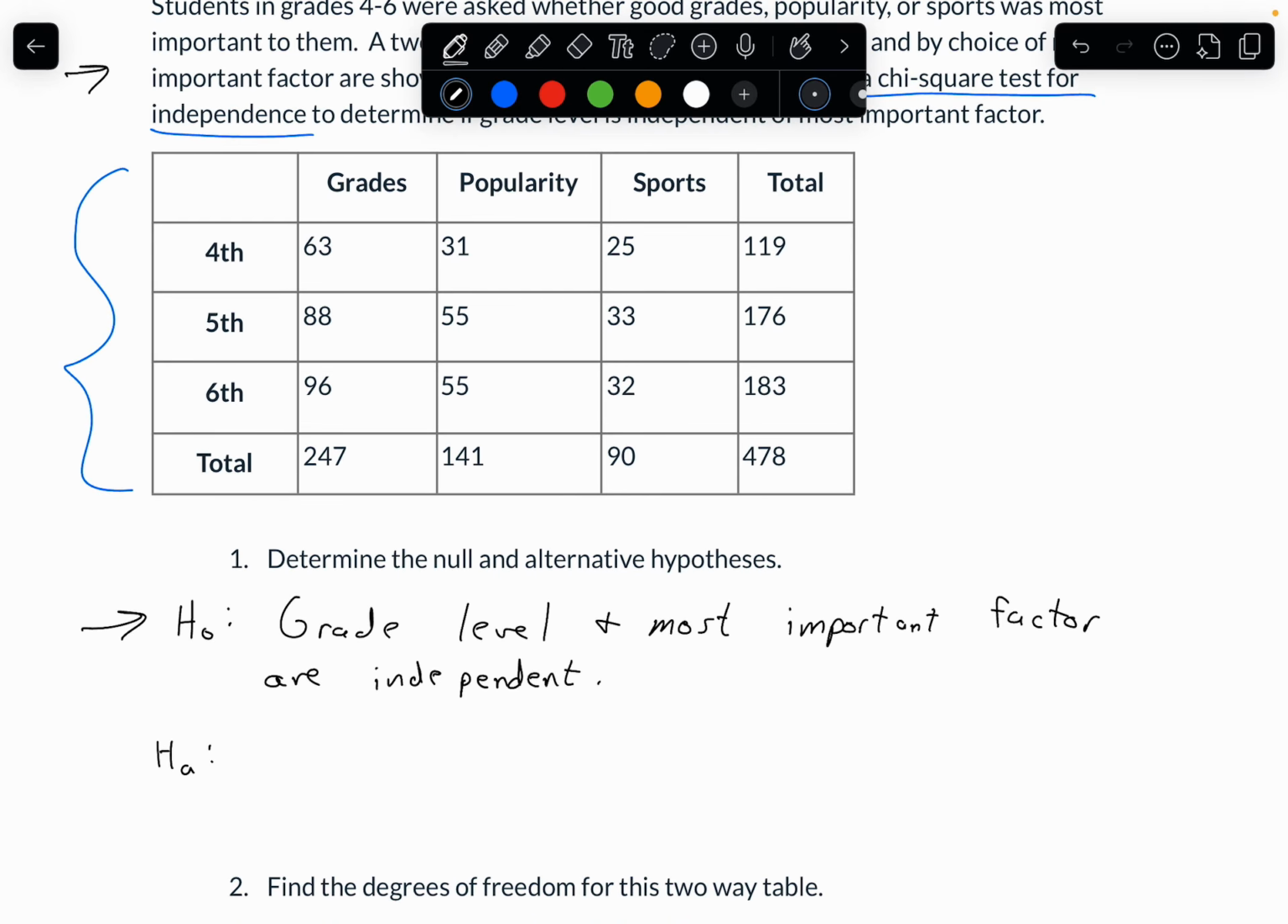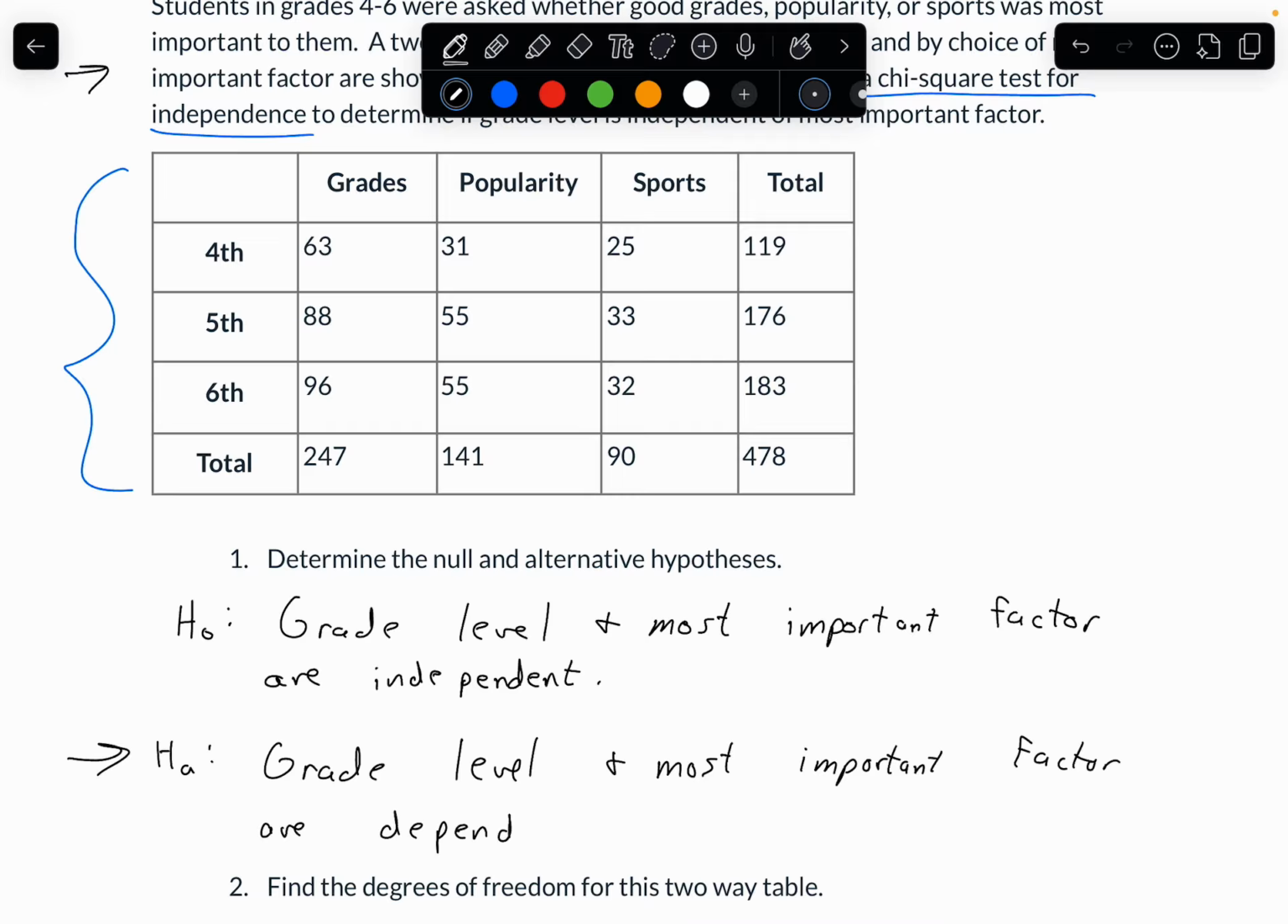Then when I go to talk about my alternative hypothesis, it will just be that these two variables are dependent. So in this case, grade level and most important factor are dependent. Wonderful. So we have our null hypothesis, we have our alternative hypothesis.